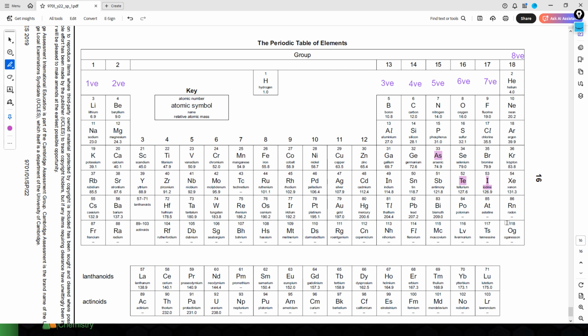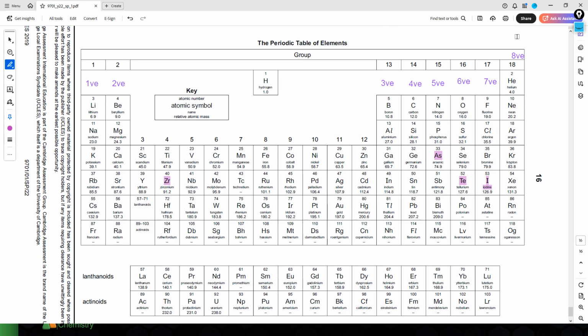Where's Cr? I am very bad at this. Let's just use a little bit of help. Control F, Cr. No results. Oh, here it is. So we have Cr, As, Te, and I.